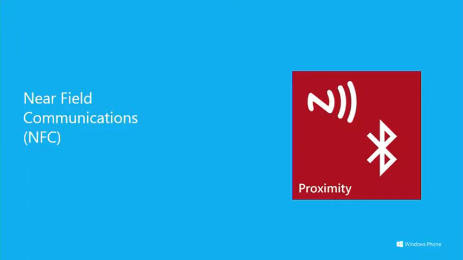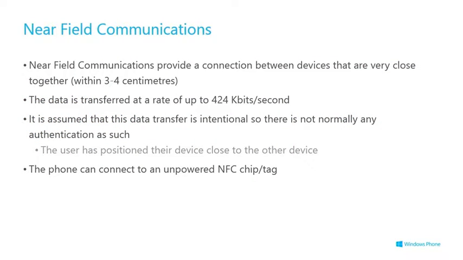Now we're going to talk about NFC. NFC is within 3 to 4 centimeters. This is the tap to connect. You have to have the devices proximate, close to each other. There's a theoretical data rate of up to 424 kilobits per second. Yeah, we know about those theoretical data rates. A practical one is a fraction of that, frankly. It is assumed that this is intentional, so there's no actual authentication, because you're deliberately pushing two devices together.